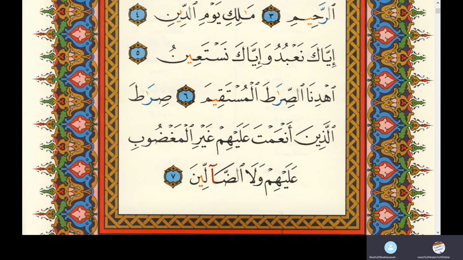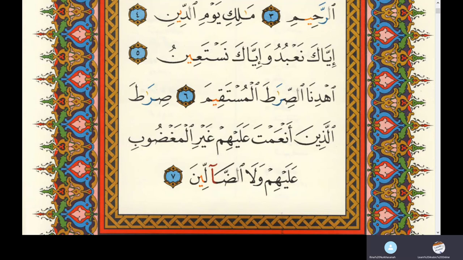Ihdina, guide us. Na means us. Ihdina, guide us. Sirat is path. Sirat al-Mustaqim is the street, right path, straight path. Guide us to the right path.